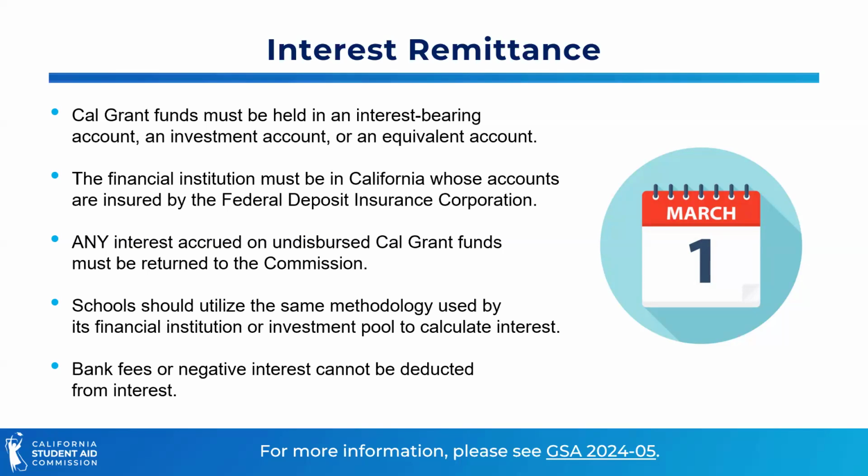So if you want more information, there's a few places that you can get more information specifically about this policy. We have a Grant Special Alert 2024-05 that is linked down at the bottom of the slide. You can also refer to the Cal Grant Handbook, where there should be a section on this particular topic, and then of course refer to your IPA as well.